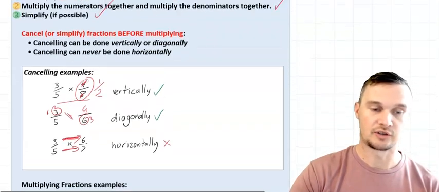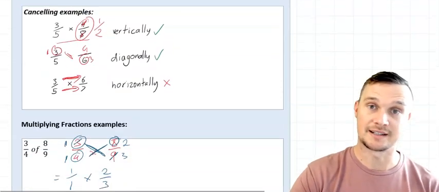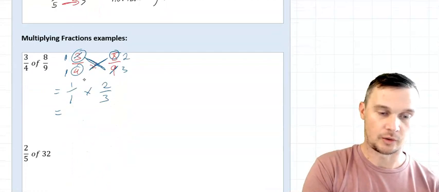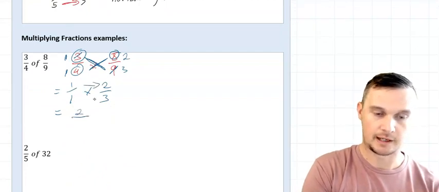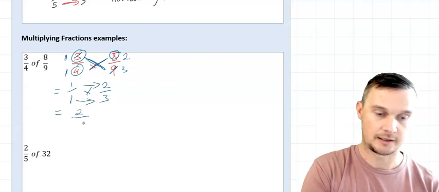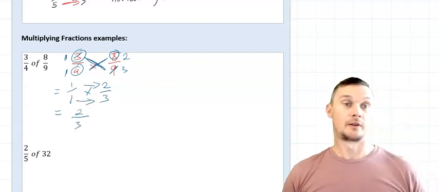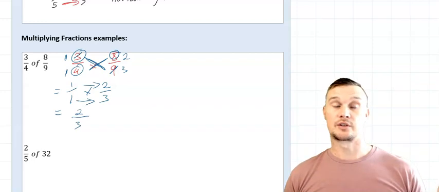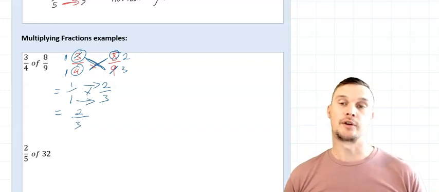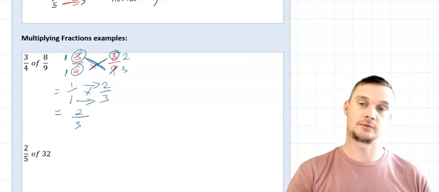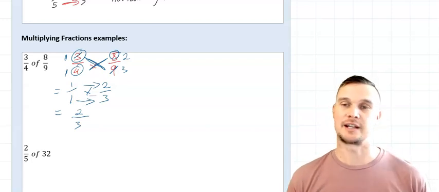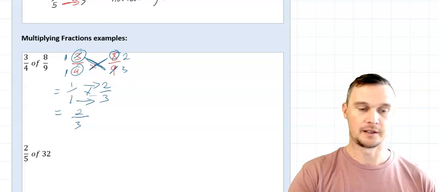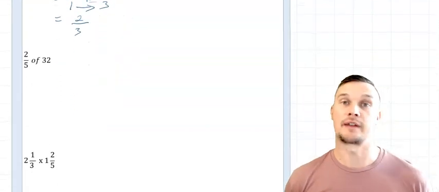So now I have a new fraction of 1/1 multiplied by 2/3, and then I can move to my next step, which, as you know, is just multiplying the numerators and denominators together. So 1 times 2 equals 2, and 1 times 3 equals 3. So 3/4 times 8/9 equals 2/3. So again, the process was cancel, multiply the numerators together, then multiply the denominators together, and then simplify if possible.